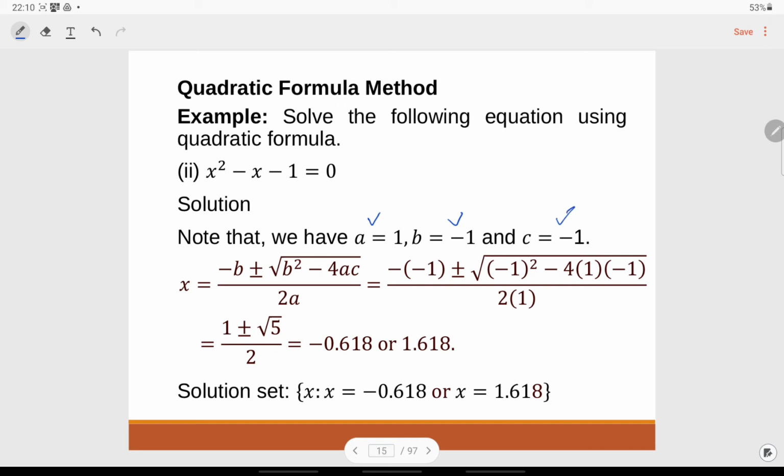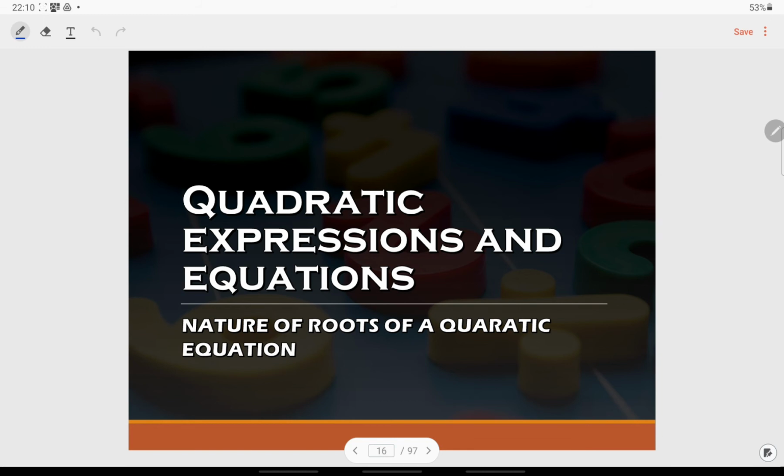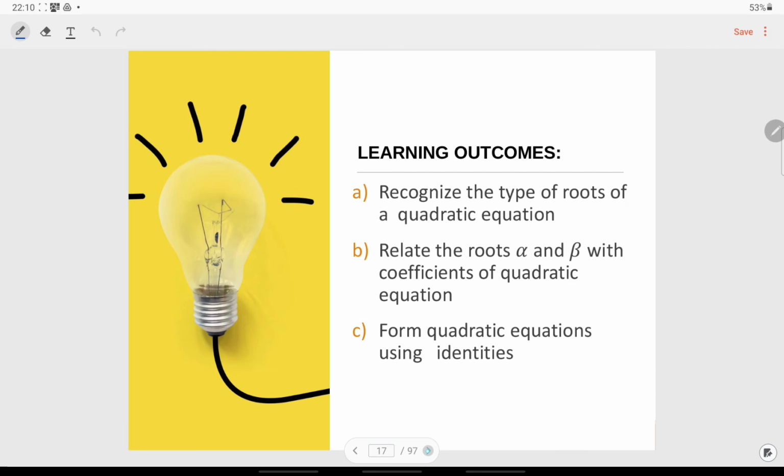Okay, based on the general form of quadratic equation. So be careful with the negative sign. Okay, so insert into the formula, so you come up with this answer. Okay. Now we move to the next topic. Next topic is about the nature of roots of a quadratic equation. Okay, nature of roots are the learning outcomes.